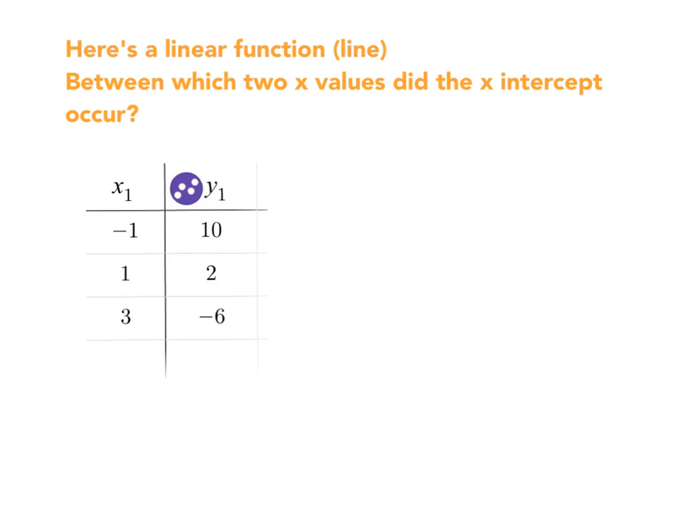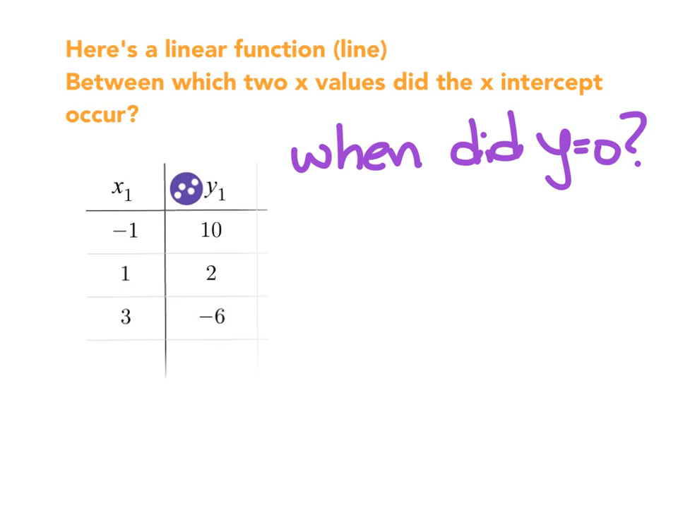All right, so here we have a table of a linear function. That's a line. That means its slope never changes. It can't go down and then start coming back up. And we're trying to figure out between which two x values did the x-intercept occur. What it's really saying is, when did y equal 0?